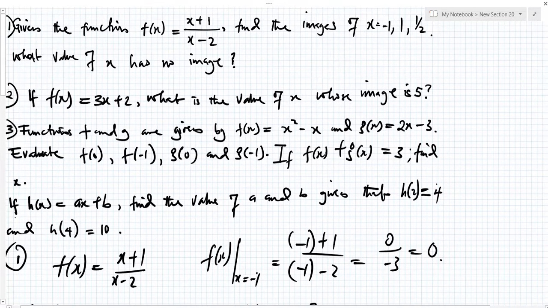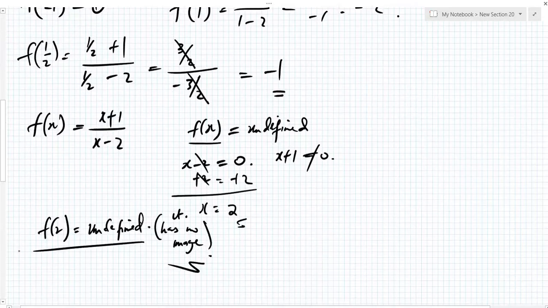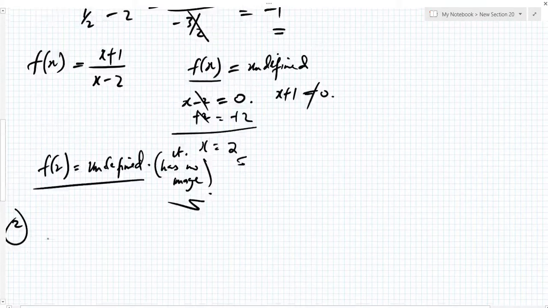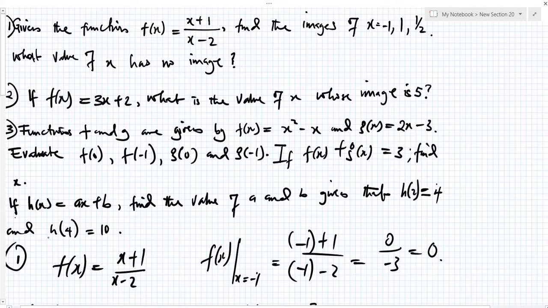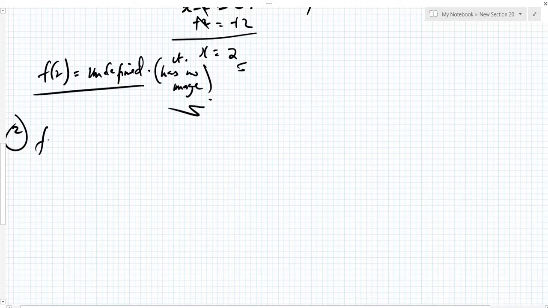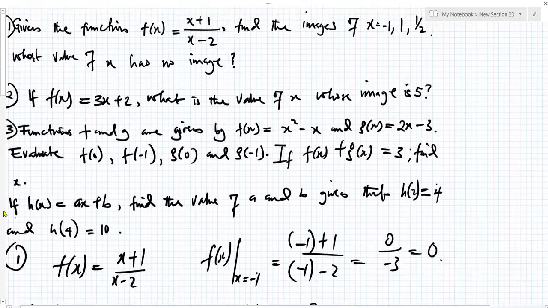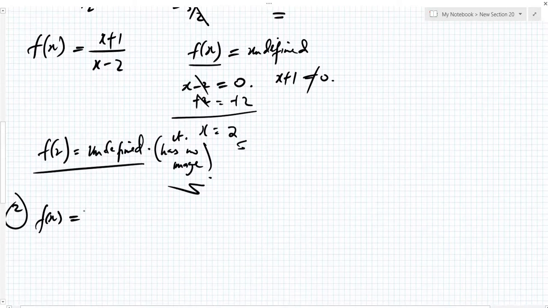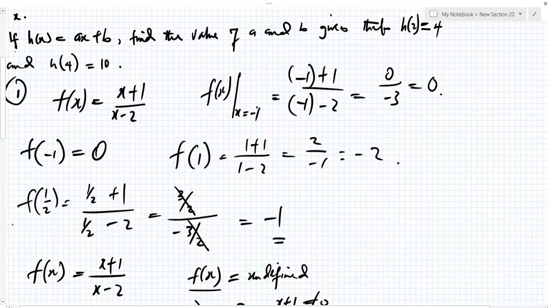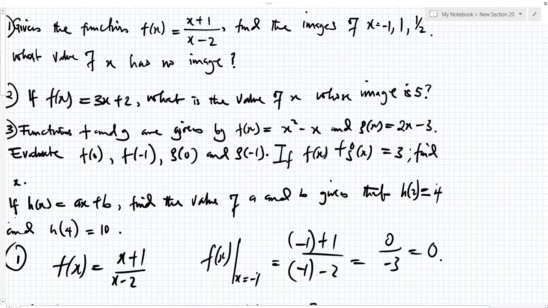So now number 2, question 2. If f of x is equal to 3x plus 2, what is the value of x whose image is 5?